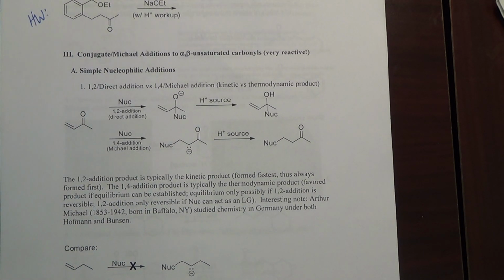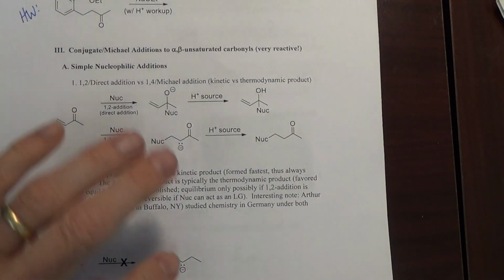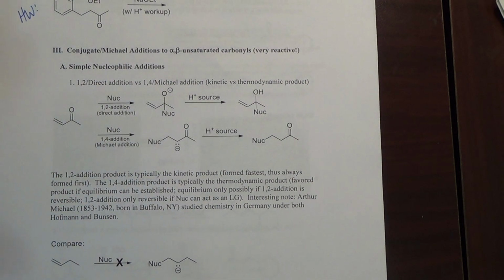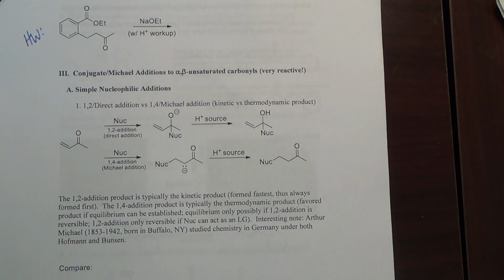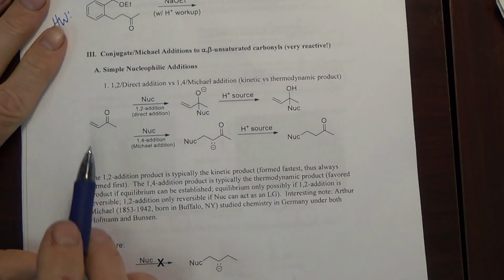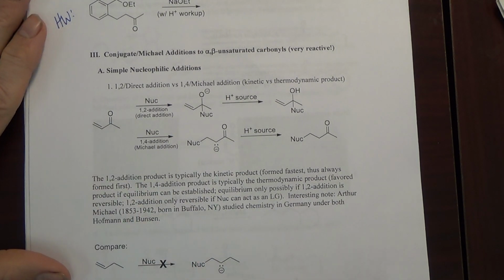Now the next topic is very important, and it's a little bit more in depth than, for example, what we just did with the Claisen and Dieckmann. It's also now Roman numeral 3, but the conjugate or so-called Michael additions to alpha-beta unsaturated carbonyl compounds. These tend to be very reactive. Here's an example of one. Alpha-beta unsaturated carbonyl.